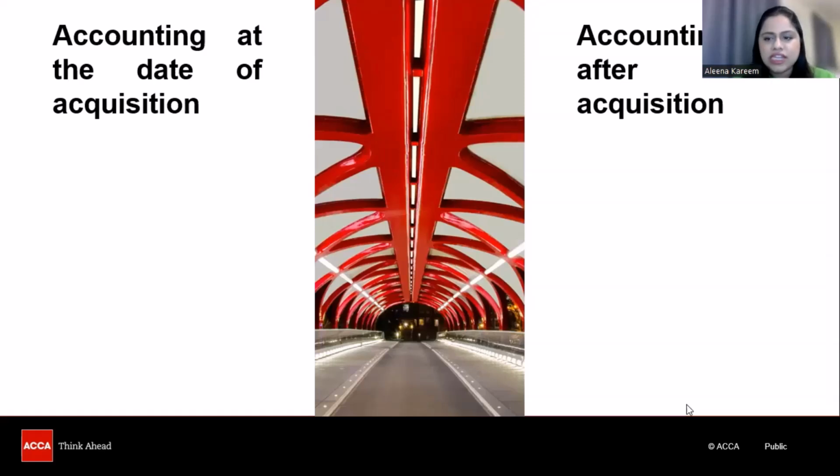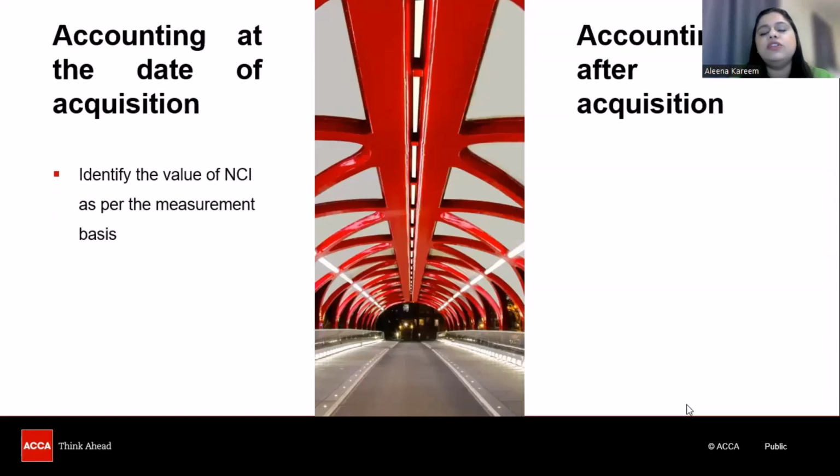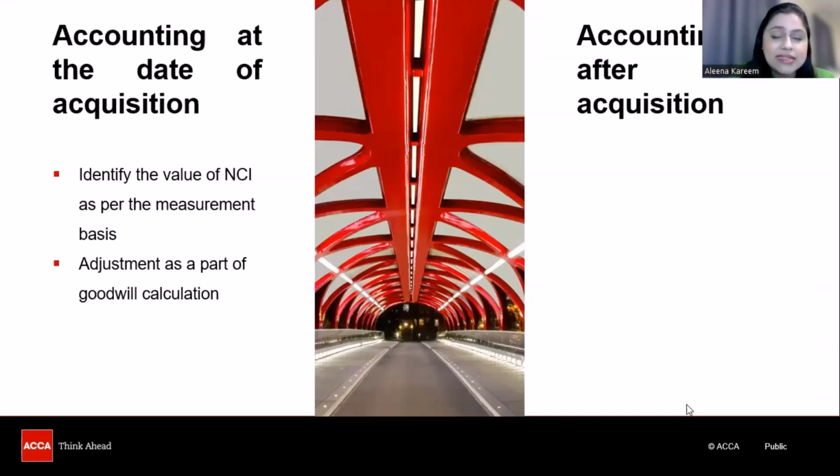So, accounting at the date of acquisition. First of all, you have to identify the value of NCI as per the measurement basis that we just discussed. So whether it's the fair value model or the proportionate share of net assets, you have to identify that at the date of acquisition, a very critical date with respect to consolidation. And then you have to do the adjustment of it as a part of the goodwill calculation. So as we just discussed, whether you're going to take NCI at fair value or proportionate share of net assets, that's going to change your value of goodwill.